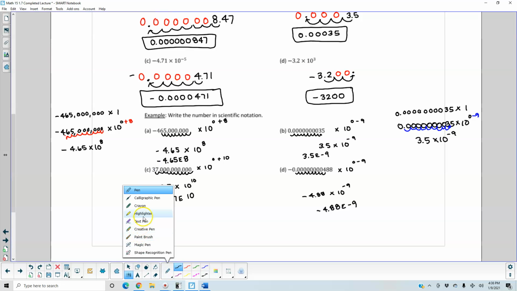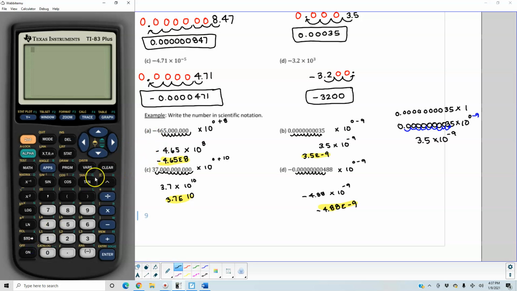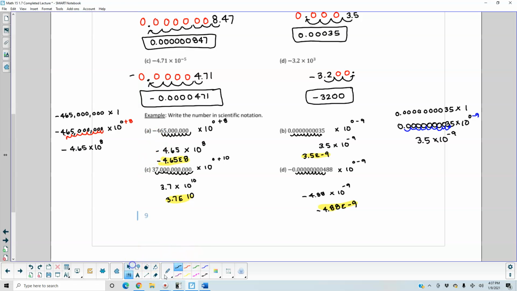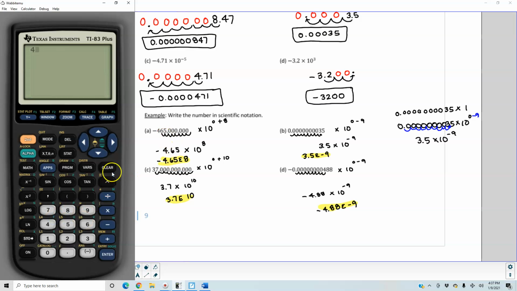Okay, so let me highlight these so we can distinguish the difference between these. This is the calculator version of how this is looked at when you see this display on there. Let's go ahead and take a look at that. So in our calculator, we have negative 465 million. That's the number that we have here. Now, when we write it in scientific notation in terms of a power of 10, this is what we have. But on a calculator, it's written differently.